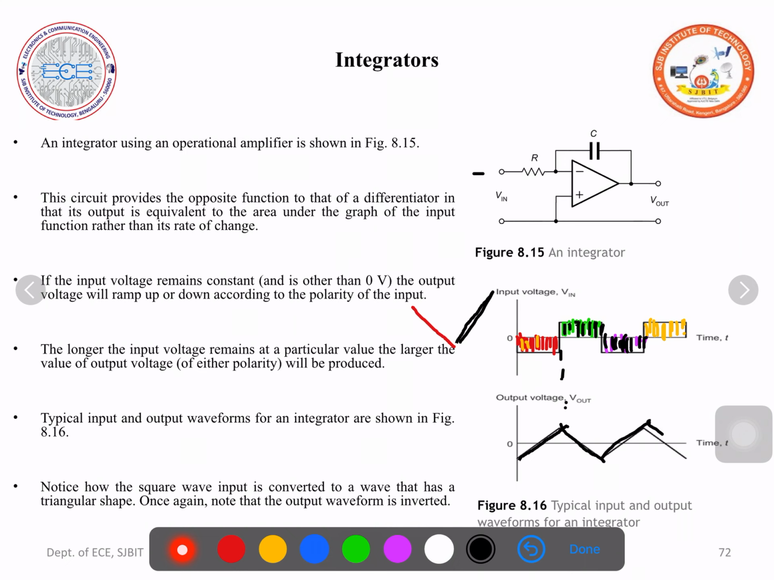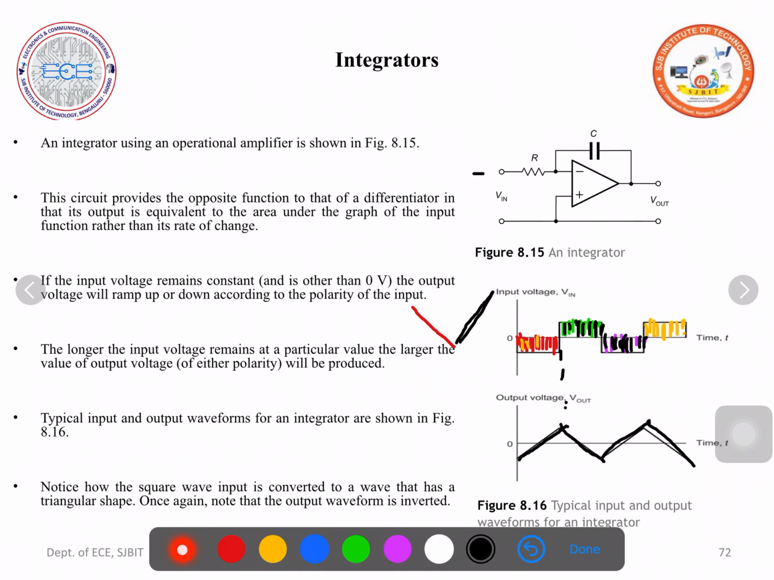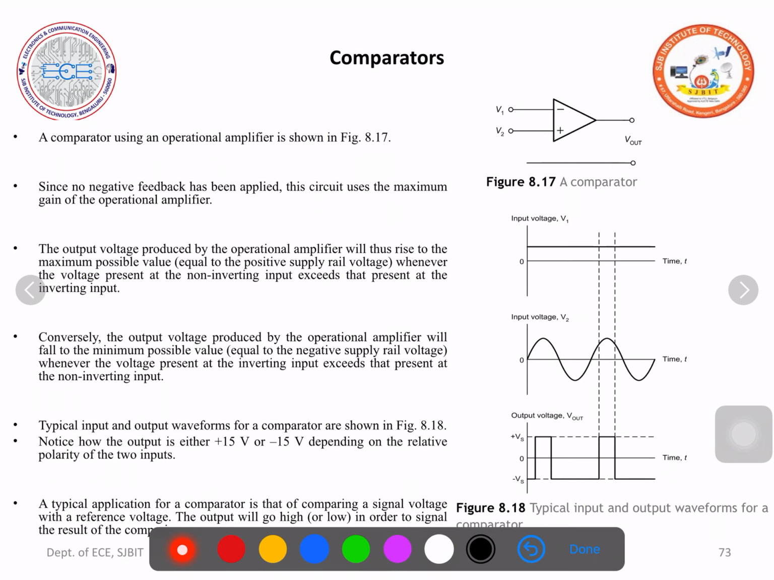Again, the negative area, go on adding, but here a positive ramp, then a negative ramp. So in the integrator, if you apply a square waveform as an input, you will get a triangular waveform as the output. Whenever you want to convert a signal from a square wave to a triangular wave, you can go for integration. You can see the integrator circuit and the input and output waveforms.